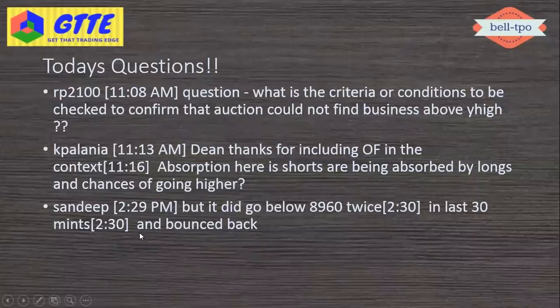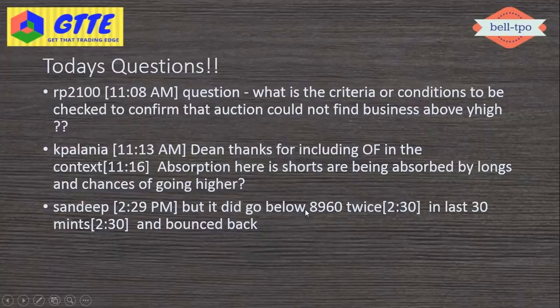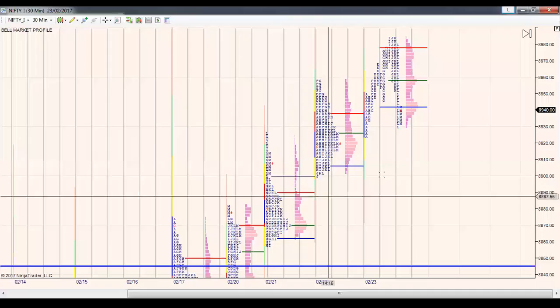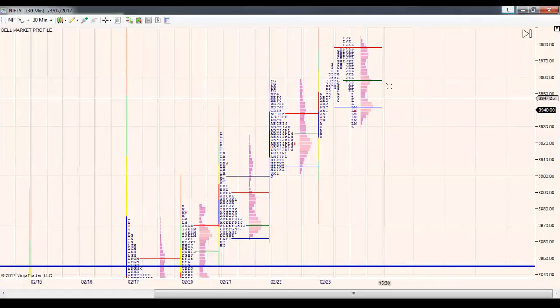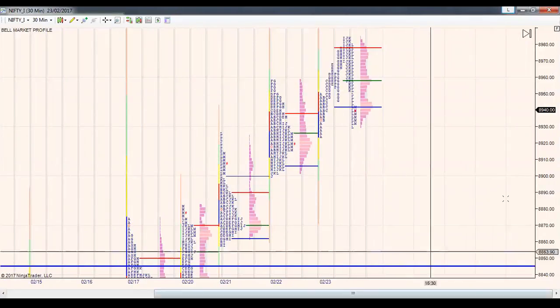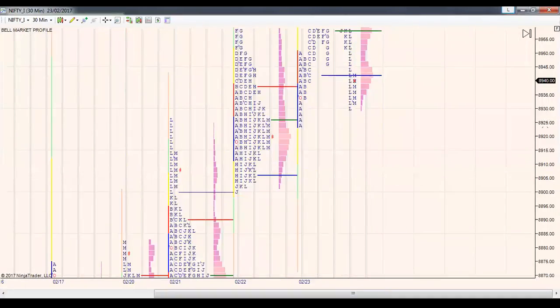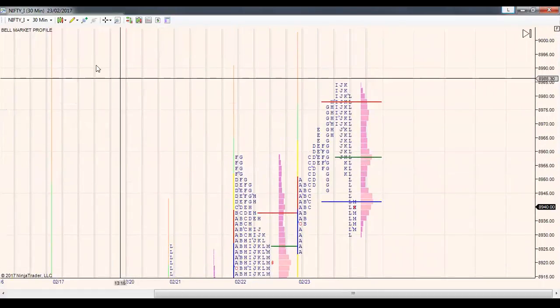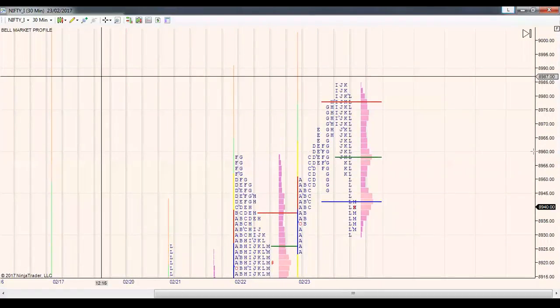What was the third? Yeah, it went below 8960 twice in the last 30 minutes and bounced back. Okay, let me show you when this happened. This was happening in this region. Let me just zoom in a bit. Mark 8960, which is here. And what he's talking about, extremely sorry, who was that?